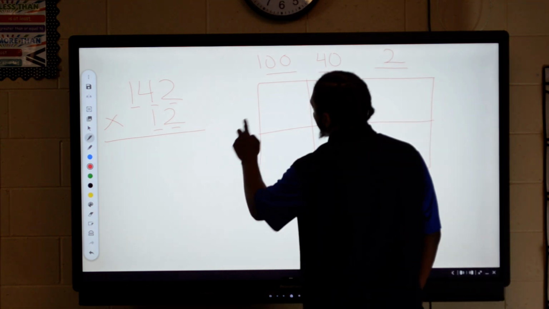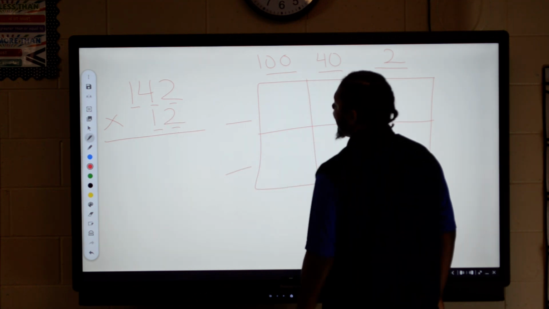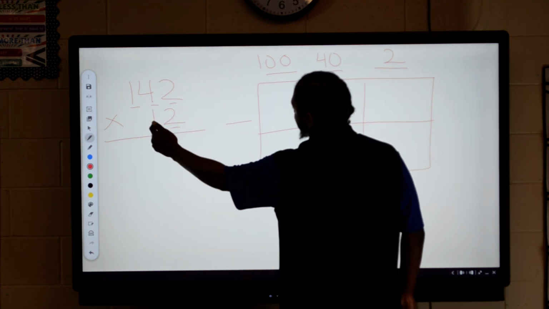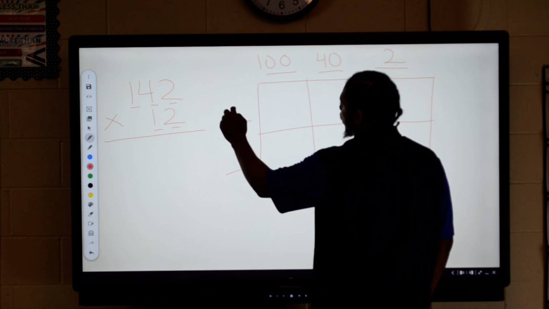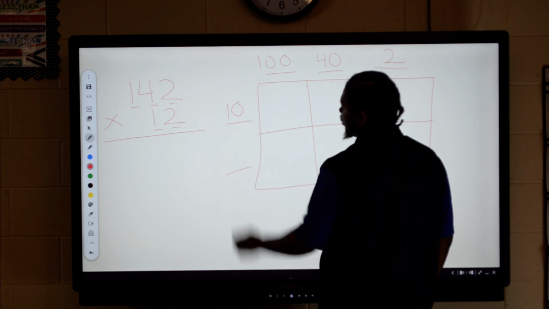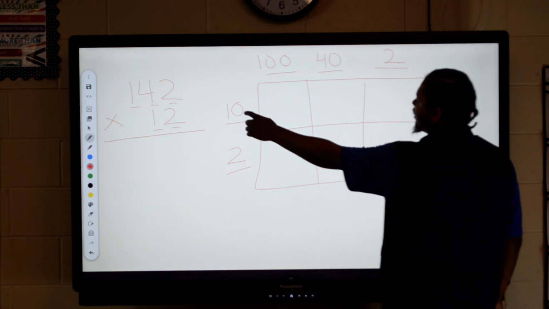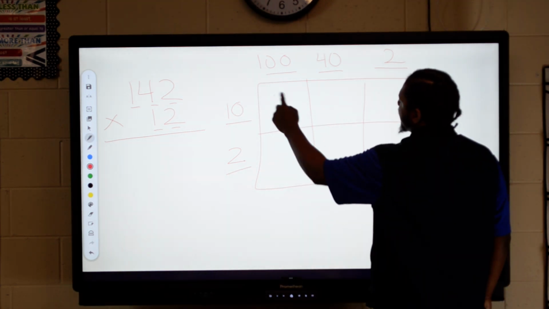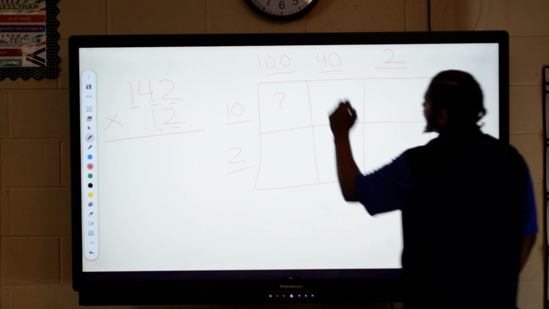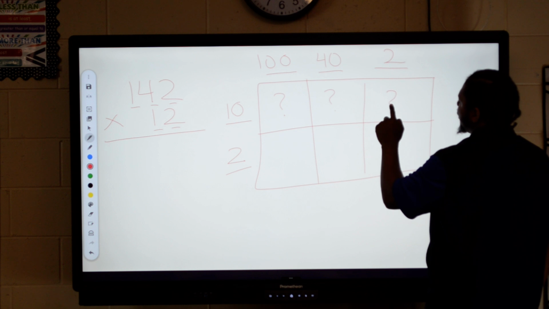Now, to break down the number 12, we would say we have a tens place and a ones place. How many tens are in 12? We have 1. So 1 ten is just 10. And how many ones do we have in 12? We have 2. All right, so now you can multiply 10 times 100 and put it here. 10 times 40 and put it here. 10 times 2 goes here.